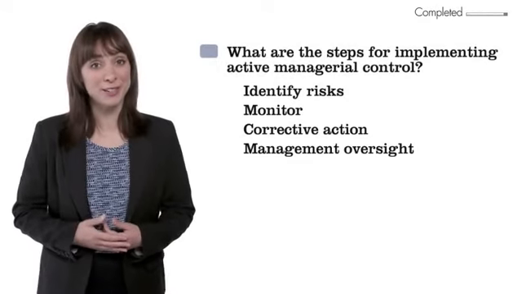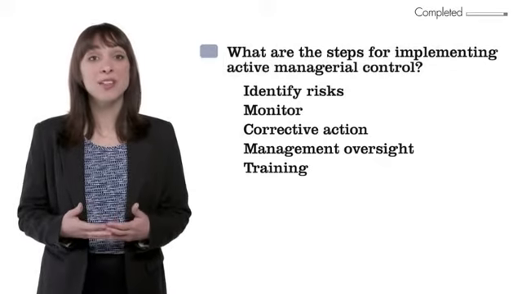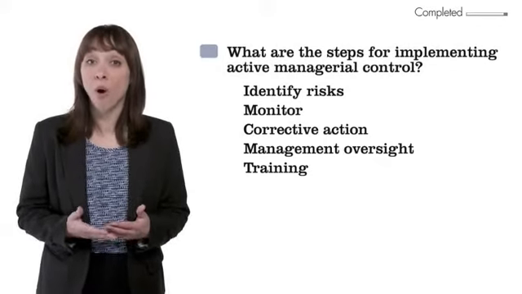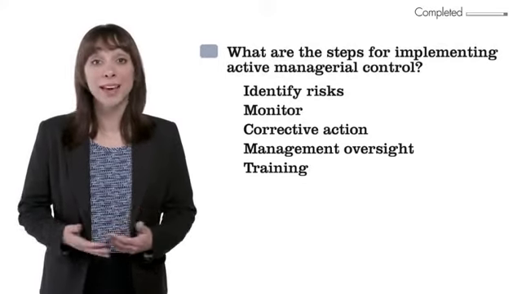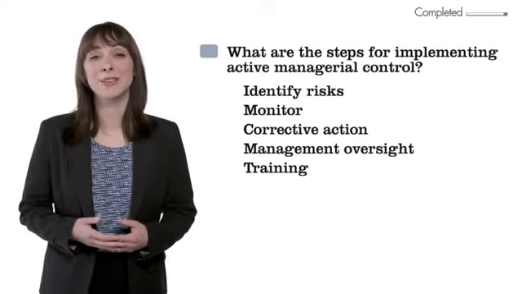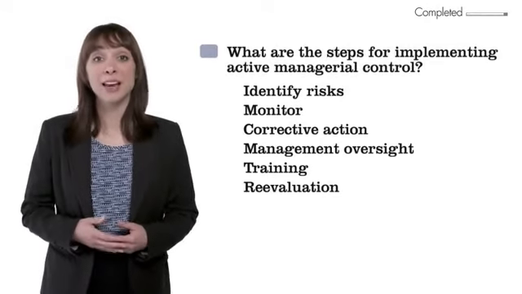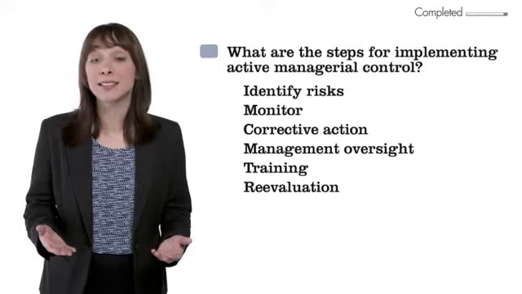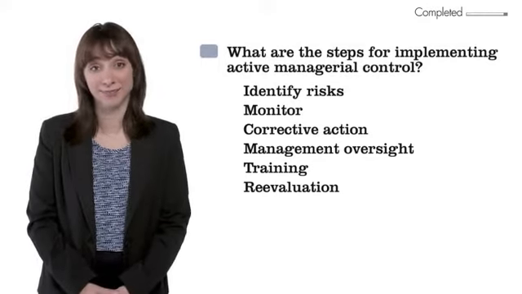As I mentioned earlier, training is important to active managerial control. So ensure that your employees are trained to follow all food safety procedures. And if you need to, train them again. Finally, you need to reevaluate your active managerial control program. That includes periodically reassessing the system to make sure it's working correctly and effectively.